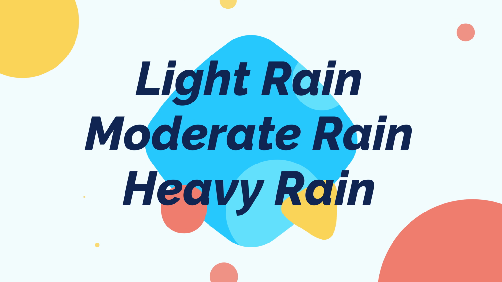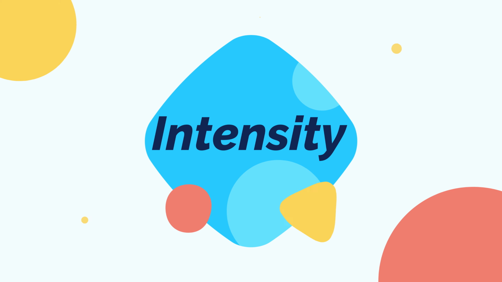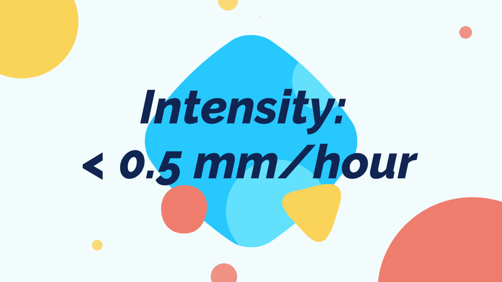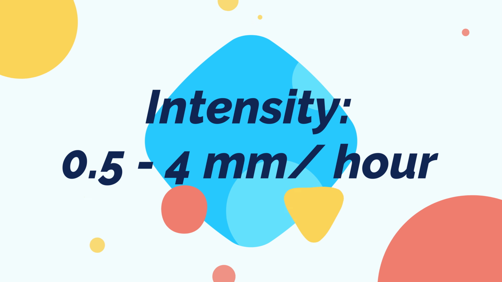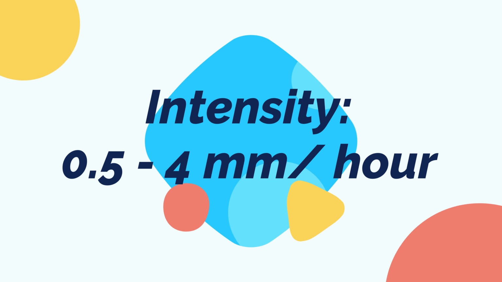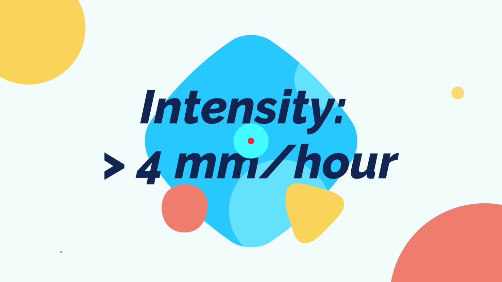Rain can be classified as light, moderate, or heavy, but not in size but in terms of intensity. Light rain has an intensity of 0.5 mm per hour. Moderate rain has an intensity of between 0.5 and 4 mm per hour. And heavy rain is more than 4 mm per hour.